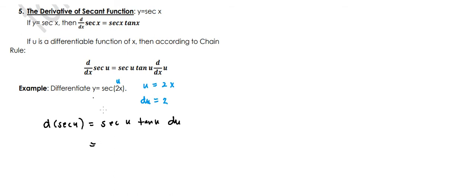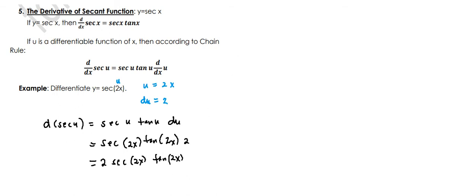And now let's substitute our values. So we have secant, our u here is 2x, and tangent, again our u is 2x, and the derivative of u is 2. So let's just rewrite this one. So we have 2 secant 2x tangent 2x. Okay, so that's it. This is our derivative.